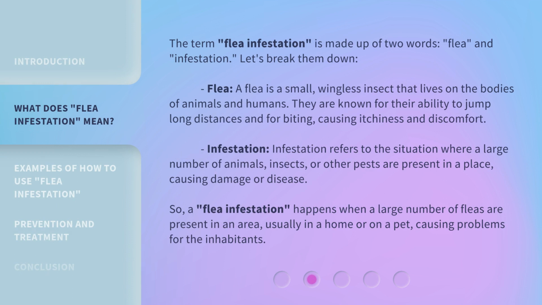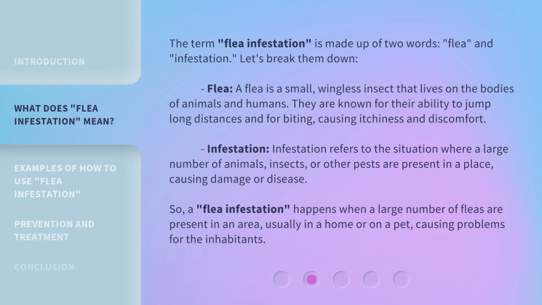The term, flea infestation, is made up of two words, flea and infestation. Let's break them down. Flea. A flea is a small, wingless insect that lives on the bodies of animals and humans. They are known for their ability to jump long distances and for biting, causing itchiness and discomfort.